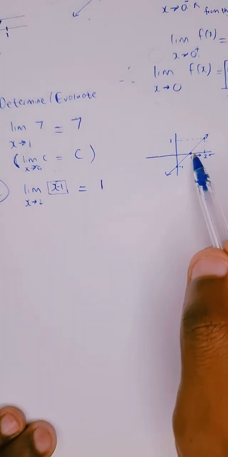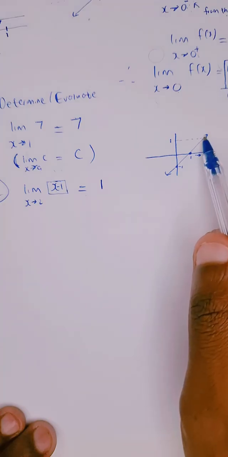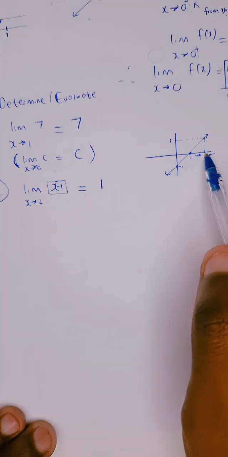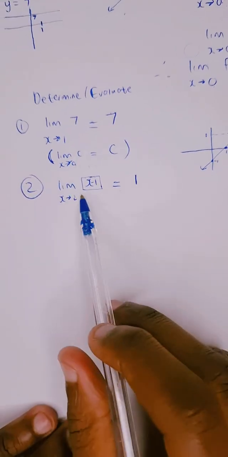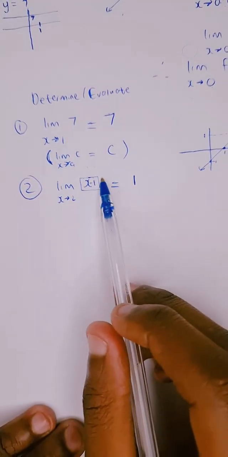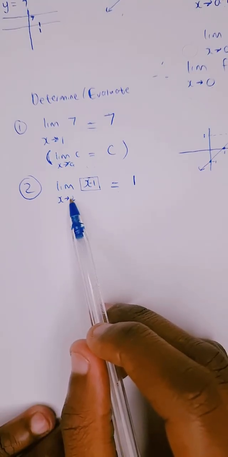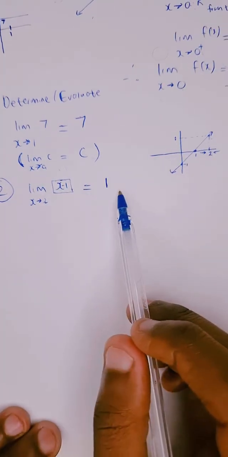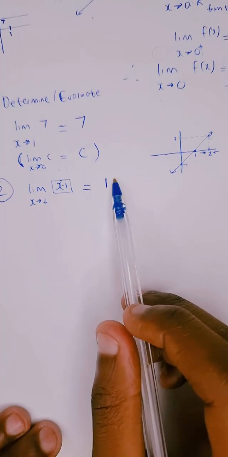When we approach the function as x approaches 2 from the left, the limit is 1. As x approaches 2 from the right, the limit is 1. So therefore, our limit of x minus 1 as x approaches 2, we saw that both from the left and from the right, we are approaching 1. So it definitely is equal to 1.